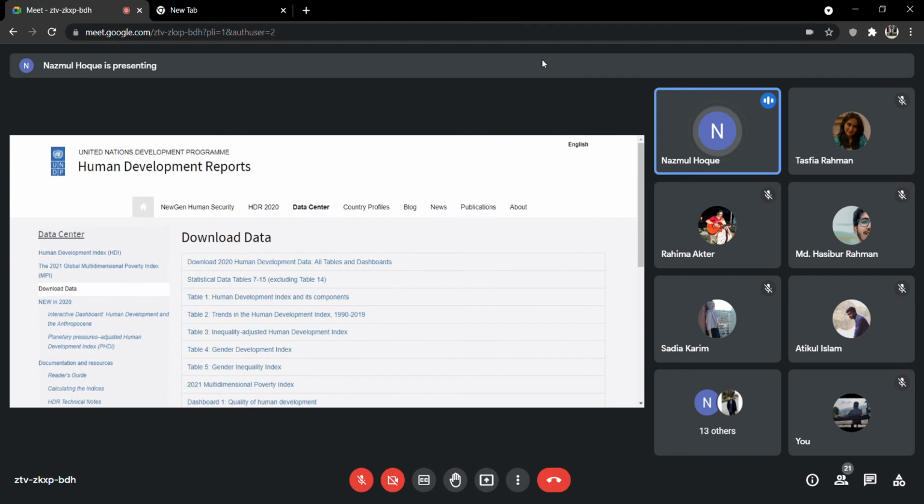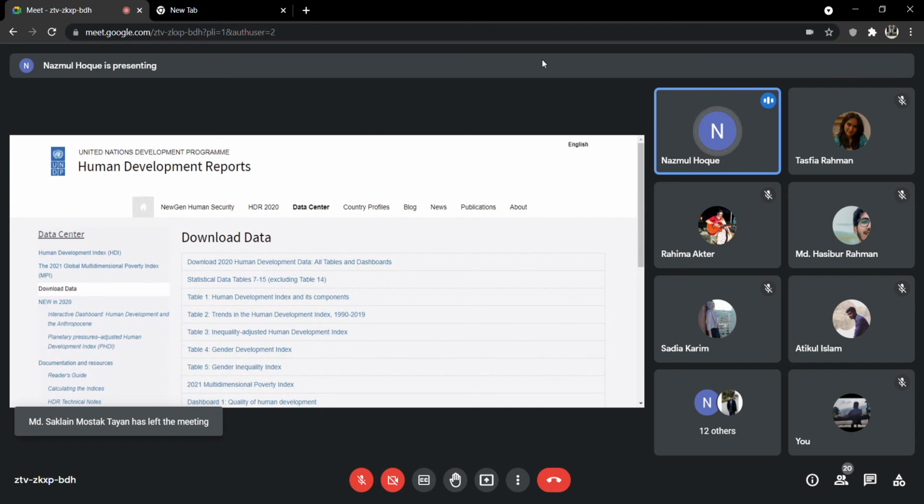So there are lots of tables. Okay, so these are the HDI values for the last year, 2020. Then I can see Table 2, trends in the Human Development Index, from 1990 to basically the present. Looking at these values, you can get an overview. I think they have the data for all the years since 1990.